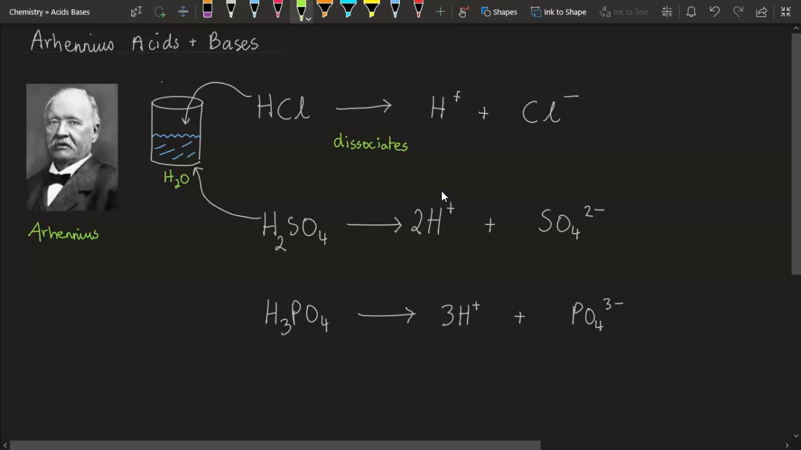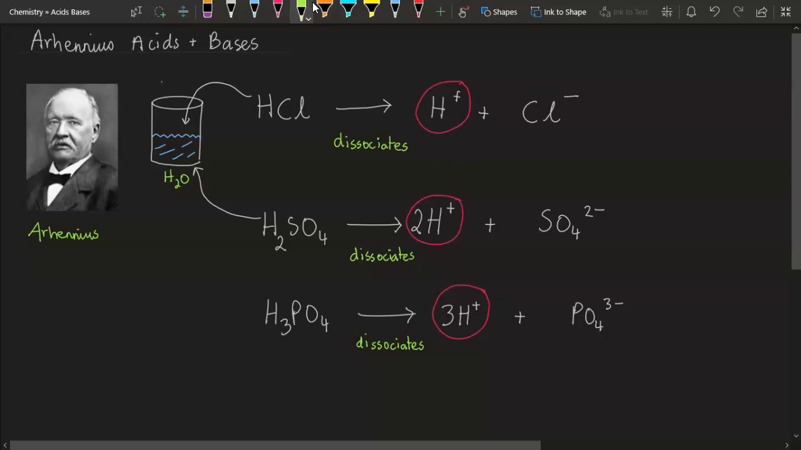So HCl dissociates doing this, H2SO4 dissociates, and it does that, and then phosphoric acid also dissociates. But the bit that we're interested in here really is this bit here. This is important for this particular part, but it's also important for the next definition that you've got to learn. So each one of these is hydrogen ions. The way Arrhenius defined an acid was, it's something which dissociates in water, giving out hydrogen ions. And that's the main definition.